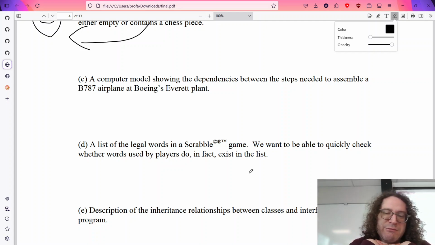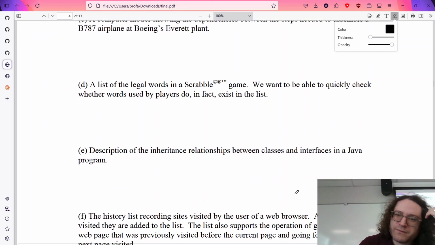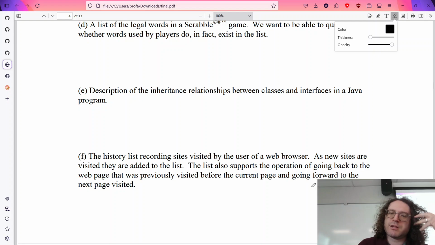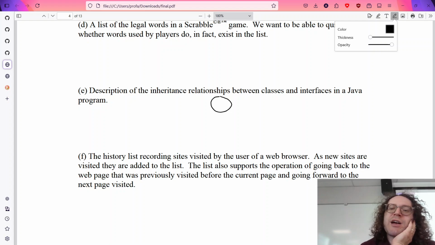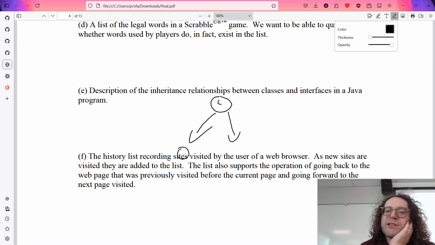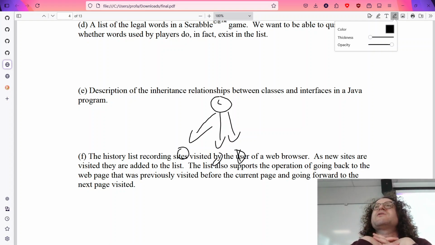Inheritance relationships between classes and interfaces in a Java program. So in a Java program, right? So let's think about the way Java works for a second. Java says that basically we can have a class here, a class C, okay? And classes basically can have multiple children, okay? But what's the rule for class? You can only extend what?